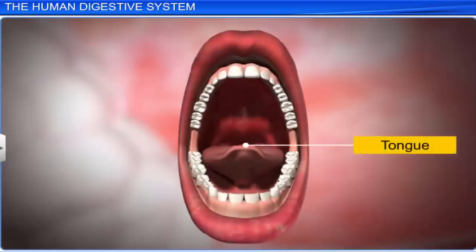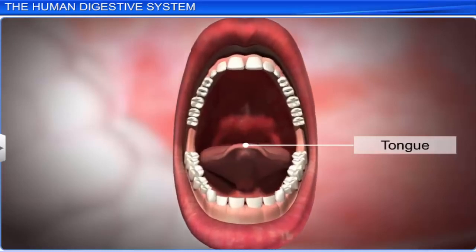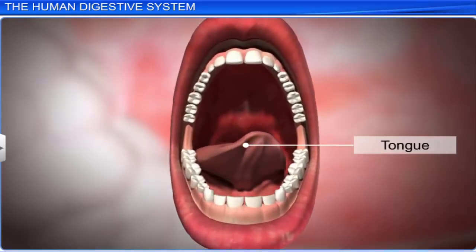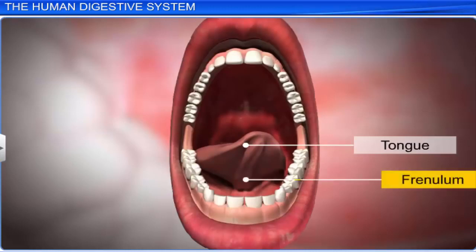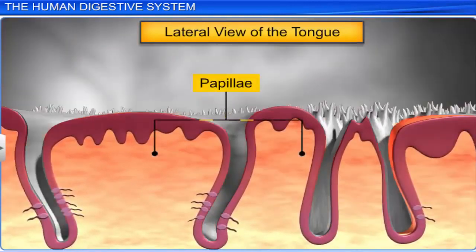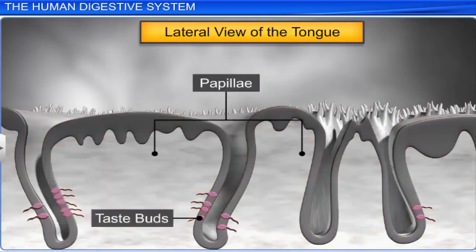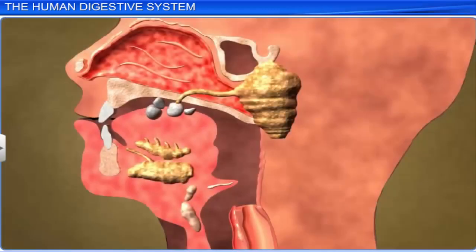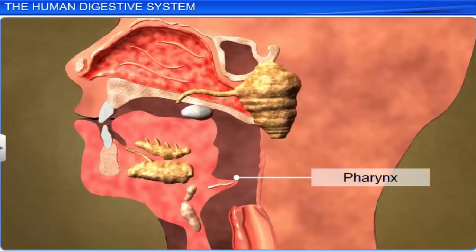The tongue, the second member of the oral cavity, is a freely mobile muscle attached to the floor of the oral cavity by the frenulum. The upper surface of the tongue is covered with papillae, small projections arranged in a row, some of which have taste buds. The tongue helps push food from the oral cavity into the pharynx, a passageway for air and food.